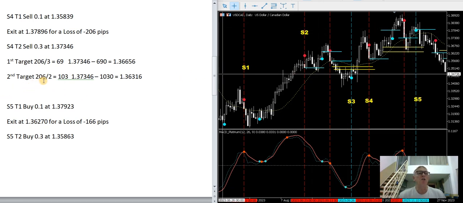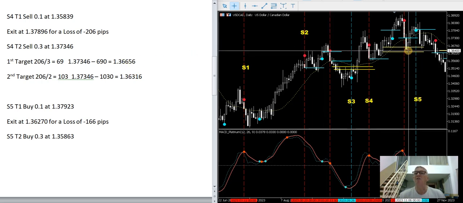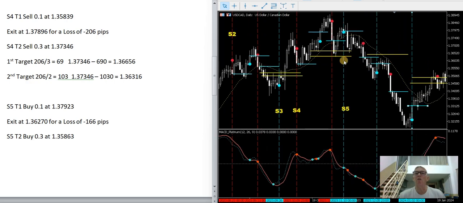Second target was at 206 divided by 2. It's 103. Take that away from your entry price. Same price. Gives you that target there, 136,316, which it also just touched the following day. So the smart thing would have been get out there. So the loss was recovered there.